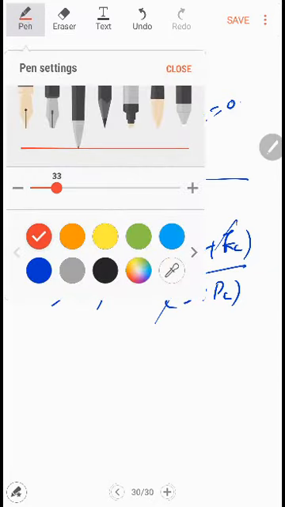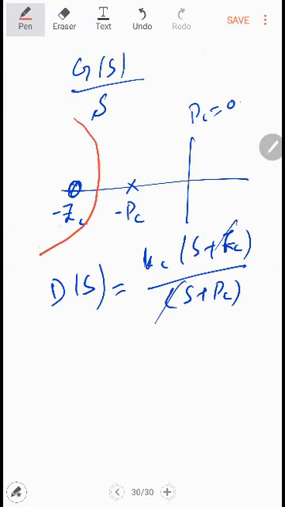If it is dragged from this axis like this, what will happen? The steady state error can be improved. Also the transient behavior can be improved, because it is away from the imaginary axis. Anyhow, the lag compensator is used to increase the type of the system, and it is used to improve the steady state error of the system.